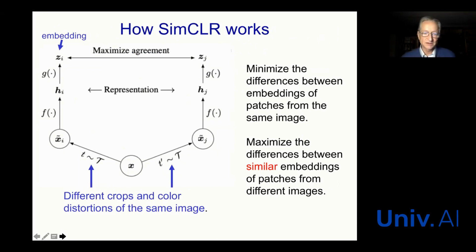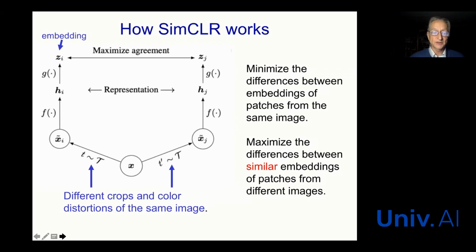So the idea is you take an image X, and then you take 2 different crops of the image, so different regions of the image that may well overlap, and those are Xi and Xj, okay? So you have a way of transforming images by taking crops, and we also change the color balance so it can't cheat.